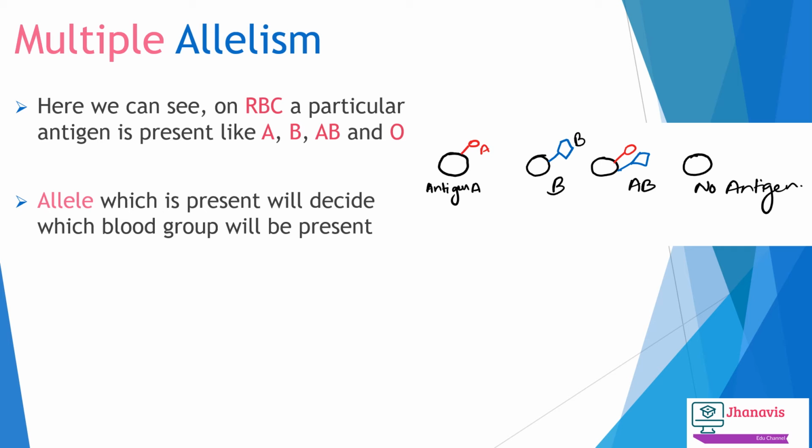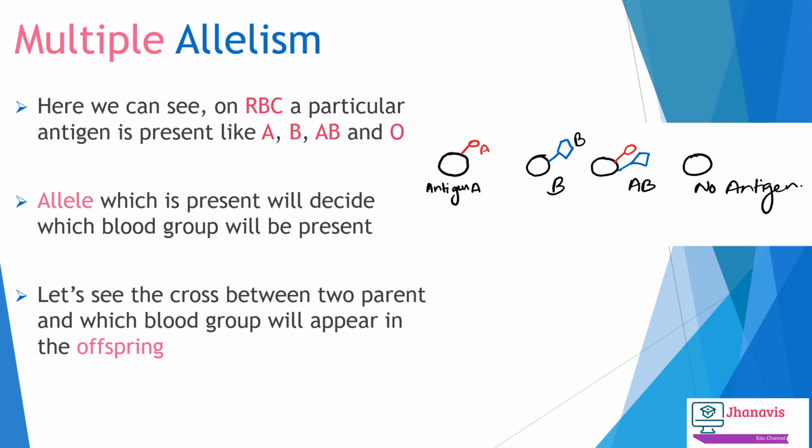But when we talk about multiple allelism, always remember the blood group will come either from the maternal or the paternal features. That means the blood group should come either from the father or from the mother. To analyze this further, we have to do certain crosses between the parents, that means the father and the mother, to study the blood group in the offspring. Let's see in the future slides the cross which is done between the parents and what type of blood group is seen in the individual or the offspring.